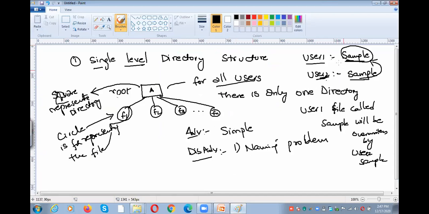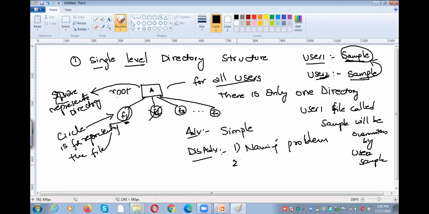That means, because here for all the users there is only one directory. User one wants to create a file one and store it in the directory. User two also wants to store his file one in the directory. It is not possible. Why? Because file one is already there. So F1 is already there, and we cannot make it possible under the same directory. So that is called a naming problem.